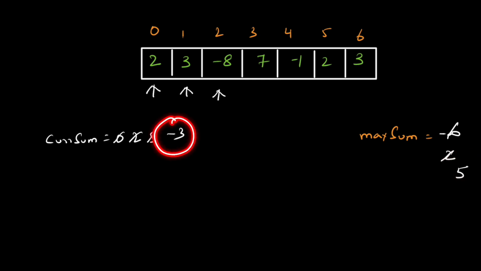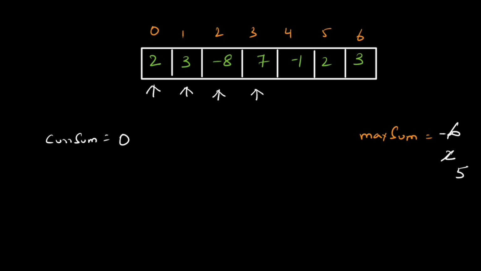Now we'll check. Is minus 3 greater than 5? No. So we'll not update the max sum. But a main point to be observed is that we got a current sum to be negative. So what did we discuss above? Whenever we get a current sum as negative, reset it to 0. So we'll reset it to 0. So our current sum becomes 0.